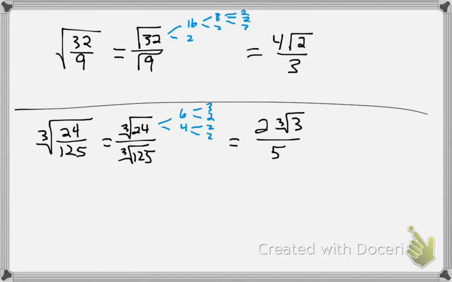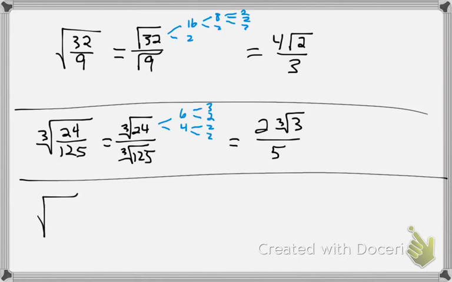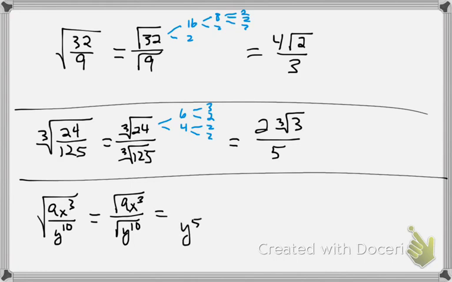This is simplified, right? No fractions under the radical, no powers above cubes, or cubes or above, I should say, and no radical in the denominator. That's the definition they gave you. What if I wanted the square root of 9x cubed over y to the 10th? Square root of 9x cubed, square root of y to the 10th. Yep, so the denominator is y to the 5th. That worked out nicely.